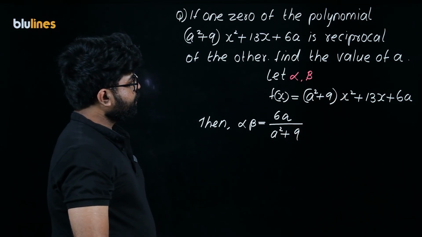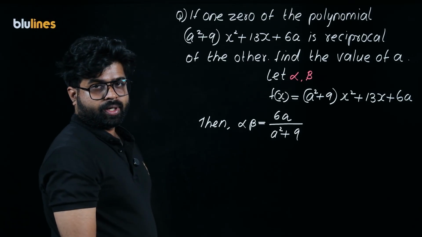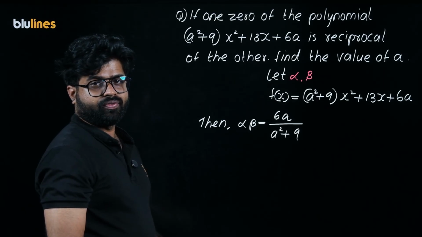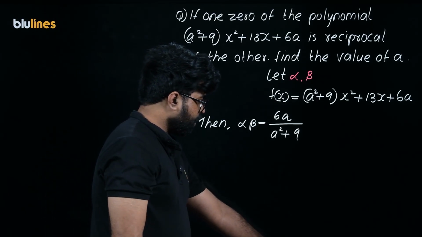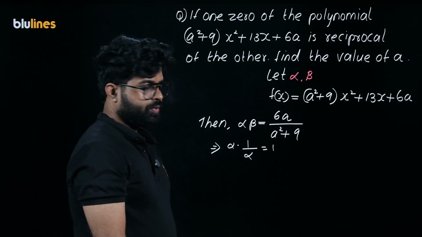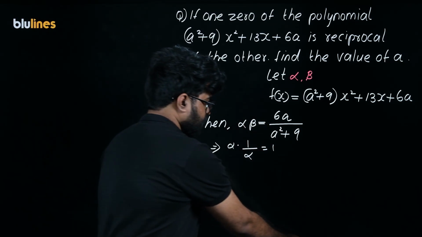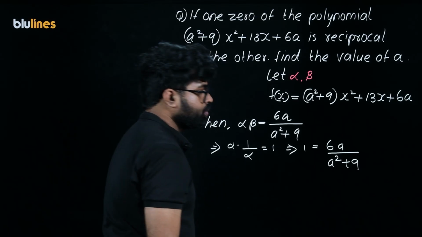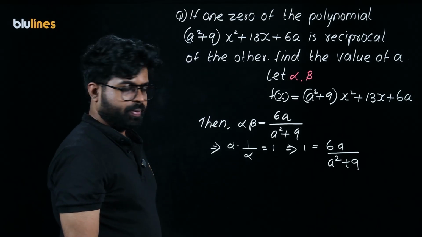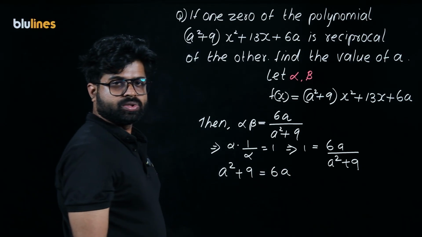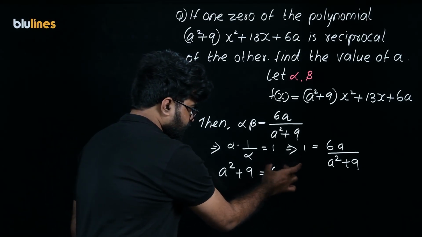It is also given that one root is the reciprocal of the other. So if one of the roots is alpha, then the next root is 1 over alpha. So alpha multiplied by 1 over alpha is equal to 1, so the value of alpha beta must be equal to 1. So 1 is equal to 6a divided by a squared plus 9, or a squared plus 9 is equal to 6a. I am taking this 6a to this side.